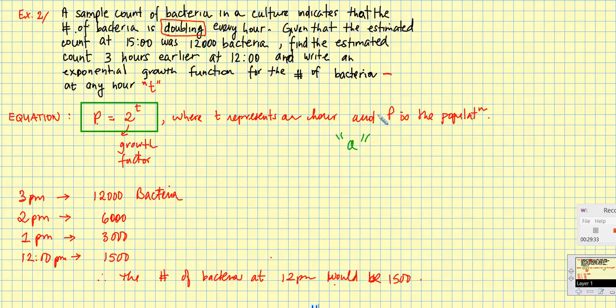So if I know that at 3 p.m. my number of bacteria were 12,000, at 2 p.m. they had to be half as much, not doubled, but half as much because we're going back an hour. So that by the time we get to 1 p.m., the 6,000 bacteria is now going to halve to 3,000. And then the 3,000, by the time you get to 12 p.m., which is now 3 hours earlier, it'll go from 3,000 to 1,500. So the number of bacteria at 12 p.m. would be 1,500. Okay.